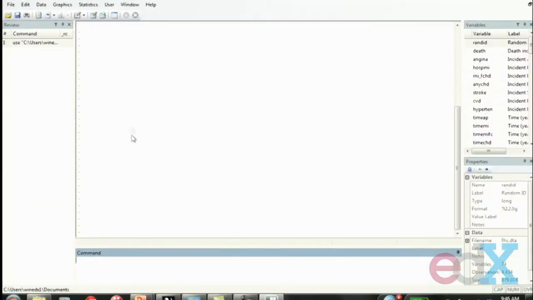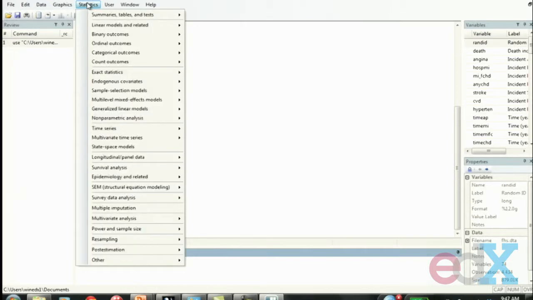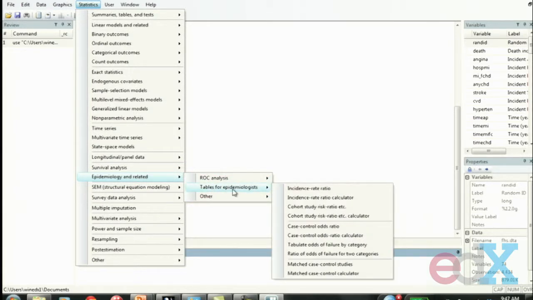So let's go to STATA and see how we would calculate the incidence rate for CHD among smokers and non-smokers. Okay, now that we're all in STATA, we want to go back up to this Statistics tab. Then we're going to go down to Epidemiology and Related, and over to Tables for Epidemiologists. We're going to go to the Incidence Rate Ratio option because we're going to be calculating incidence rates.